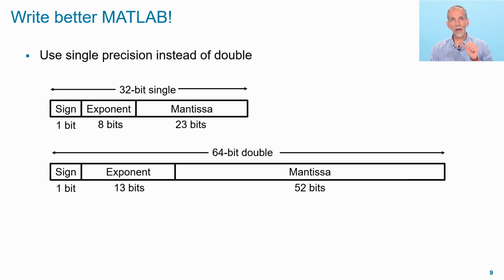Another benefit is that if you are ever going to use GPUs, you probably want to use single precision anyway, because that's what GPUs are typically built for. So use single precision instead of double whenever you can.